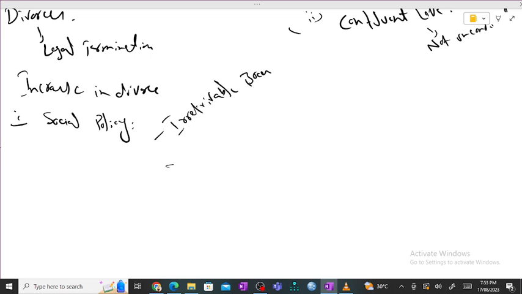Irretrievable breakdown. What is irretrievable breakdown? The ending of the marriage relationship for a reason other than the death of the partner. So there are so many reasons apart from death that a marriage ends. It made divorce possible even if only one partner wanted to divorce, so they can come out of the married life. Because of that policy, you can say there has been an increase in the rate of divorce.